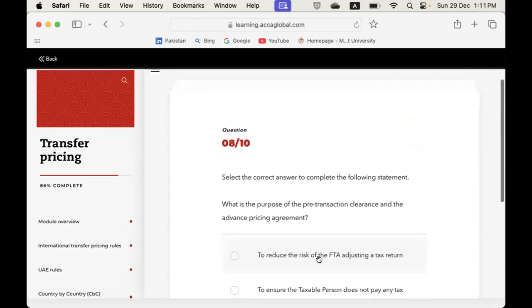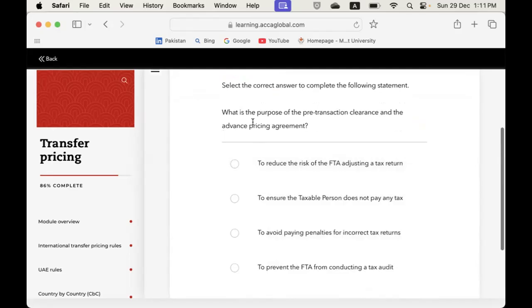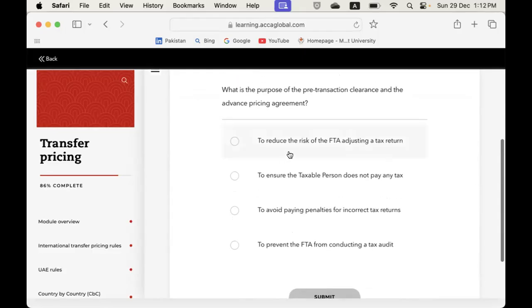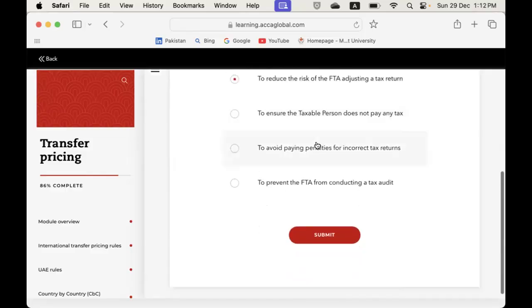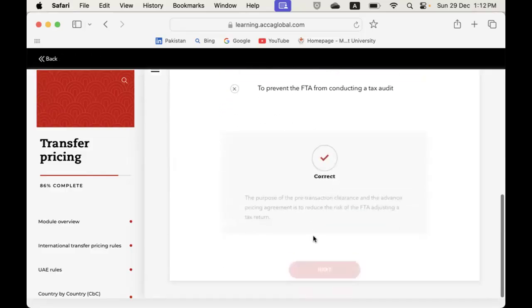Then we come to question number 8. Select the correct answer. What is the purpose of the pre-transaction clearance? I think they are referring to the advance pricing agreement. So what is the purpose? To reduce the risk of FTA adjusting the tax return. That seems correct. To ensure the taxable person does not pay any tax, to avoid paying penalties for incorrect tax returns, to prevent the FTA from conducting a tax audit. I would go with this one, to reduce the risk of FTA adjusting the tax return.